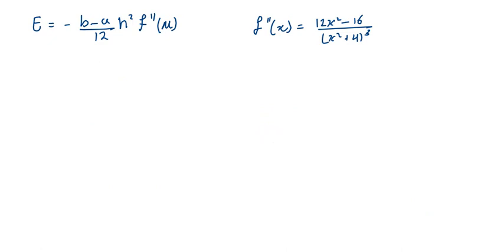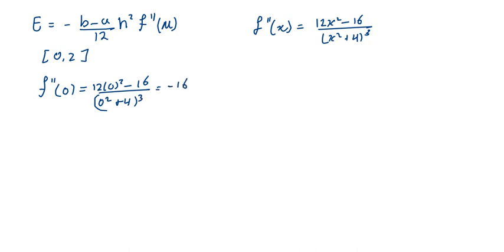Now what is left is to evaluate f prime prime of x over our interval. The interval that we are given in the question is 0 to 2. So now let's try f prime prime at 0. What would this be? That would be 12 multiplied by 0 squared minus 16, divided by 0 squared plus 4 to the power 3. That is equal to minus 16 over 4 to the power 3, where 4 times 4 is 16.